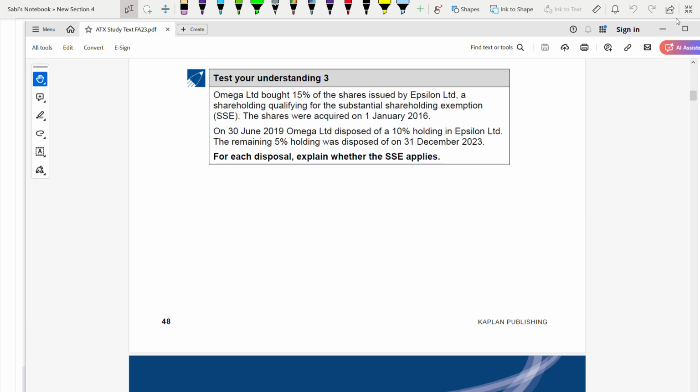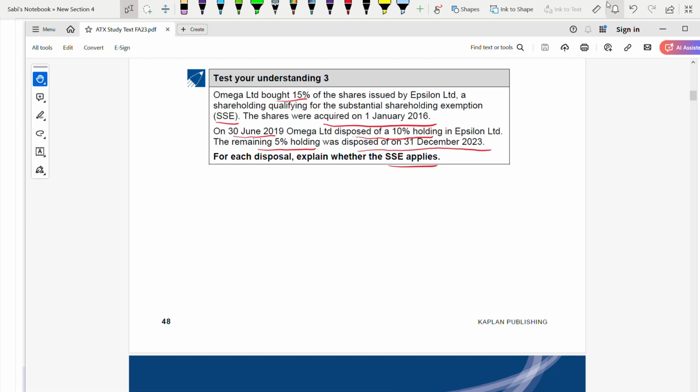Test your understanding 3. Here, for each disposal, explain whether SEC applies. First one: Omega bought 15%, which qualifies for SEC. Shares were acquired on 1st Jan 2016. On 30th June 2019, it disposed of a 10% holding. The remaining 5% holding was disposed of on 31st December 2023.